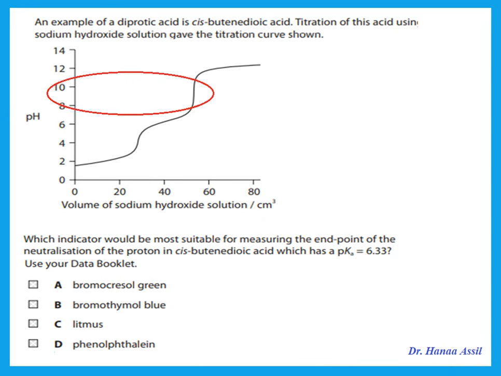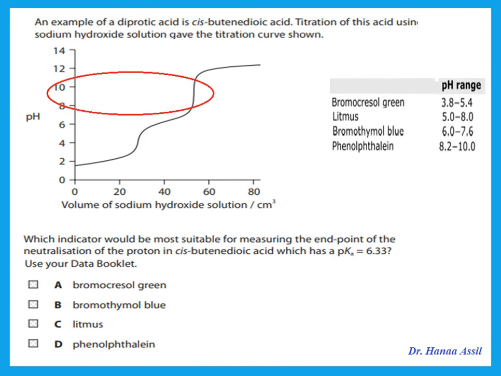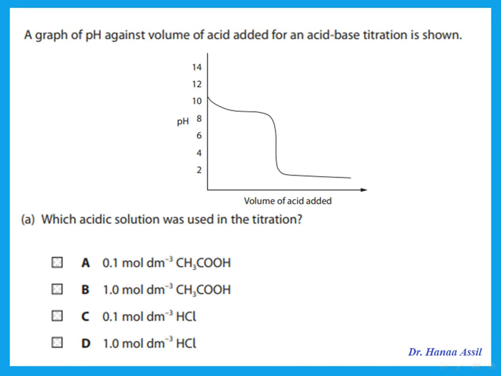Well, I look at the pH of equivalence and I find that it's around 9 point something. Which one of these indicators could be used for that? You can see that the phenolphthalein has a pH range of 8.2 to 10, so that would be the suitable indicator.